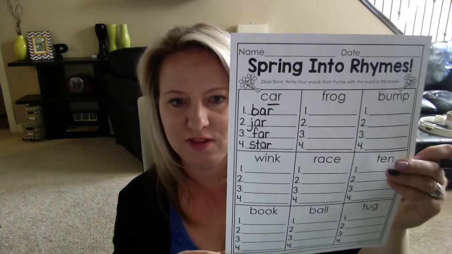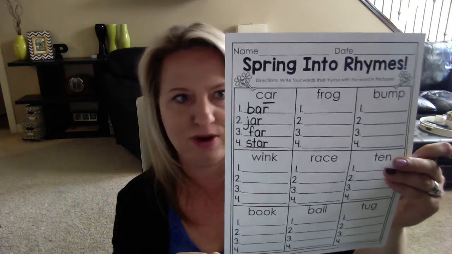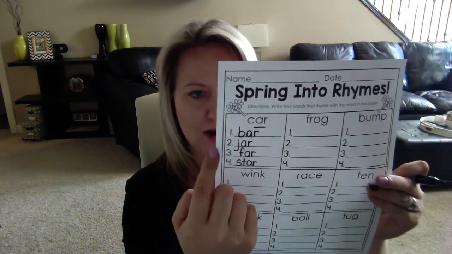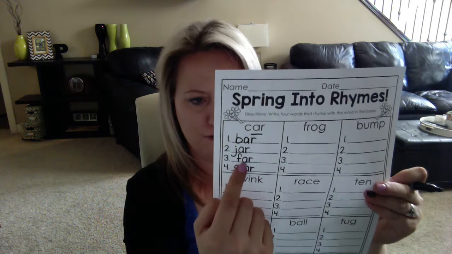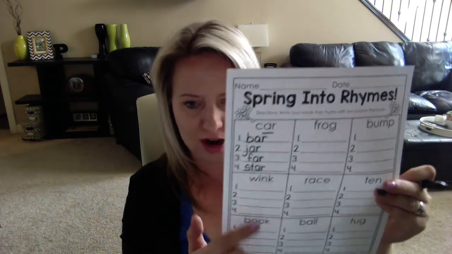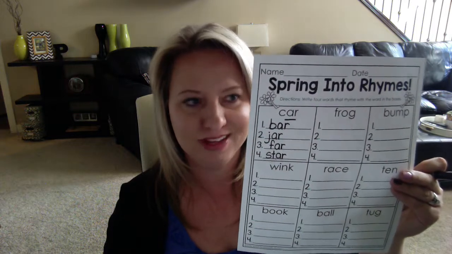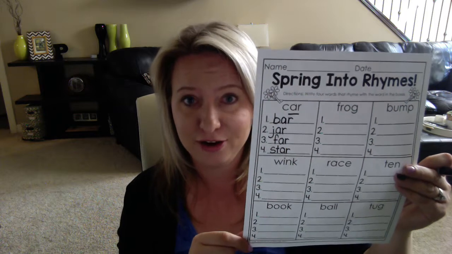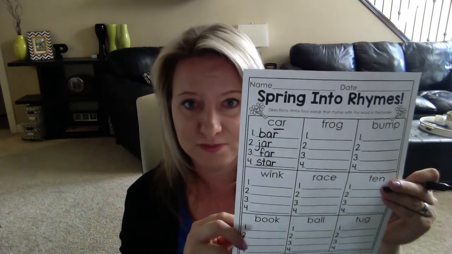Now, if I go down my list now, sometimes we need to double check. And we need to make sure that they all sound the same, that they all rhyme. So, car, bar, jar, far, and star. Do they all sound the same at the end? They do. So I think I've got a good list going for car. You might even have more than 4 other words that could rhyme with car. And if you do, you could write those words on the back of your page.